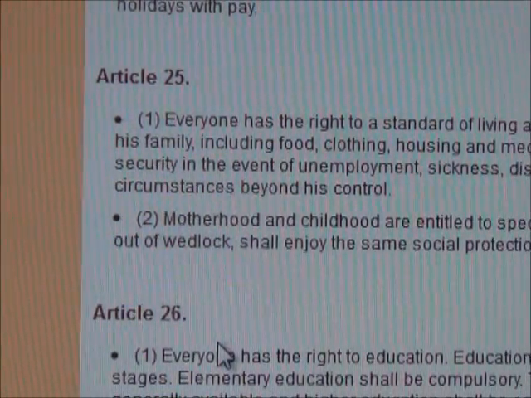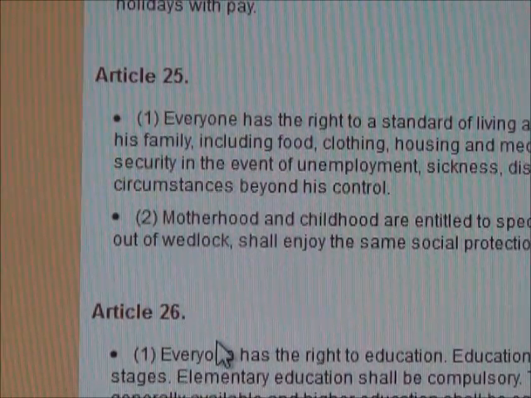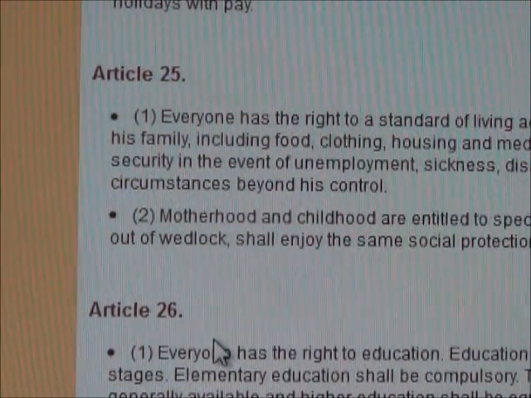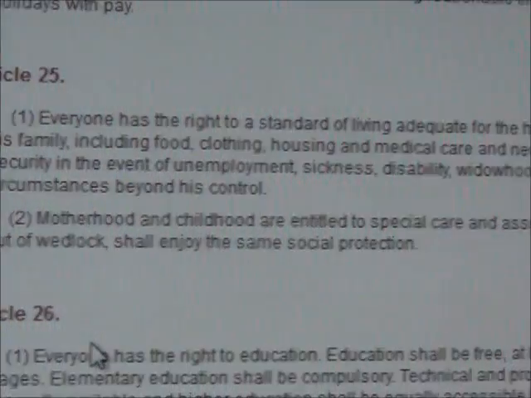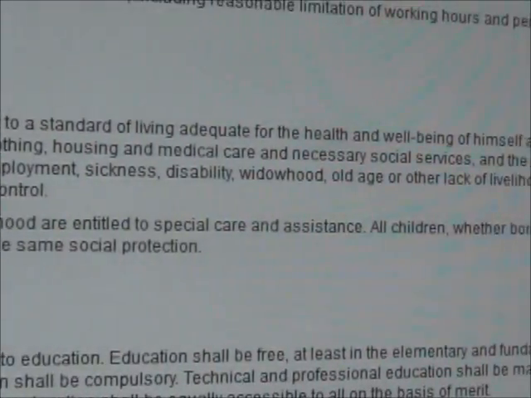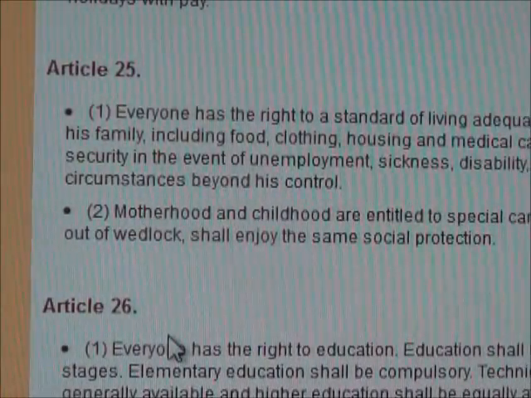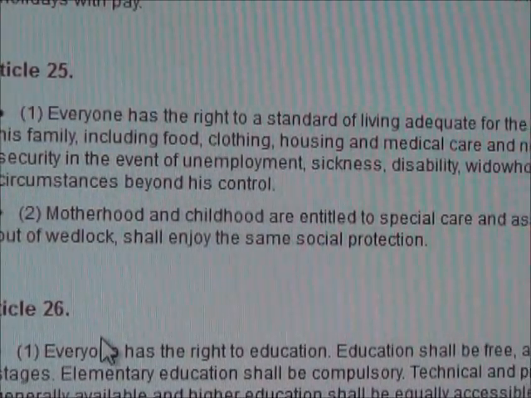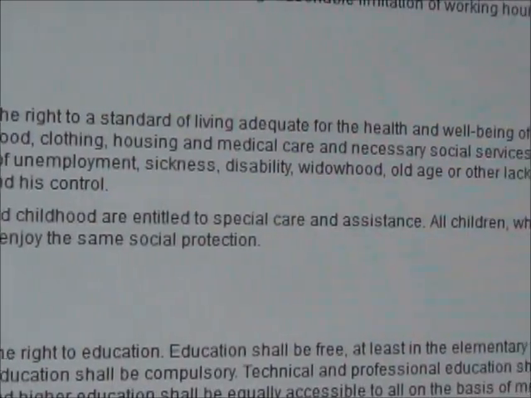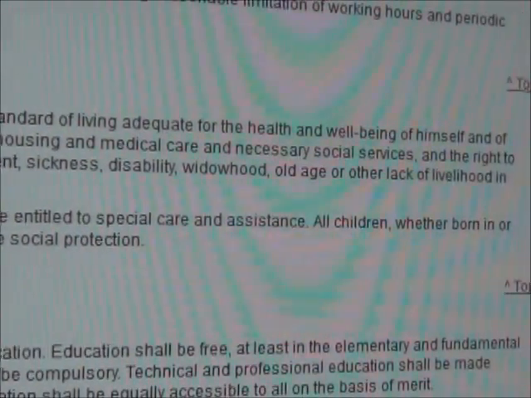the Universal Declaration of Human Rights and Freedoms, Article 25. Everyone has a right to a standard of living adequate for health and well-being of himself and of his family, including food, clothing, housing, and medical care, and necessary social services.